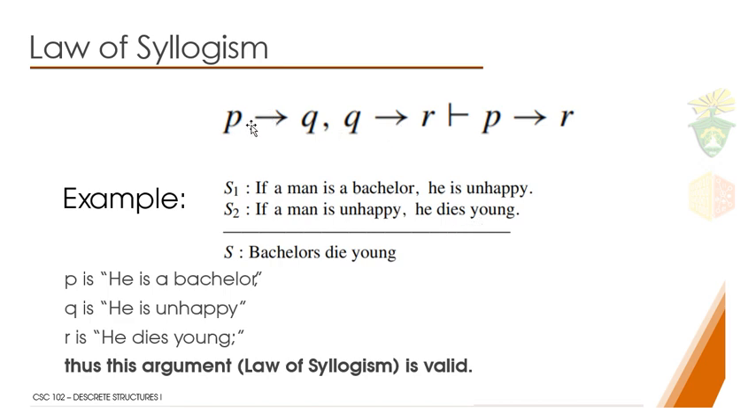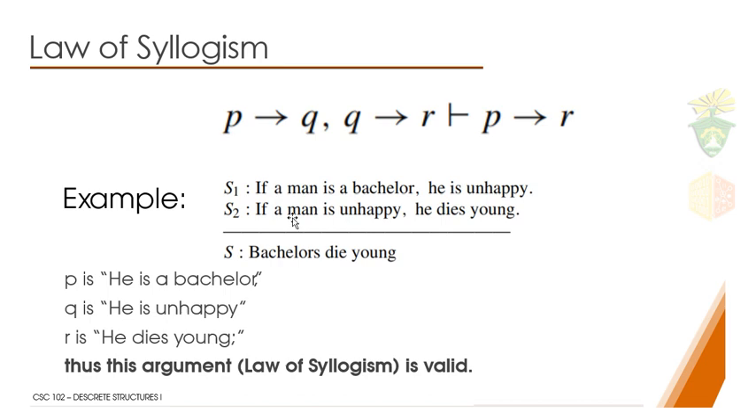So looking at this, these statements are represented formally by these symbols. Thus we can conclude again that if P then R. So P is he is a bachelor and R is he dies young. Our conclusion is that bachelors die young, or if he is a bachelor, then he dies young.